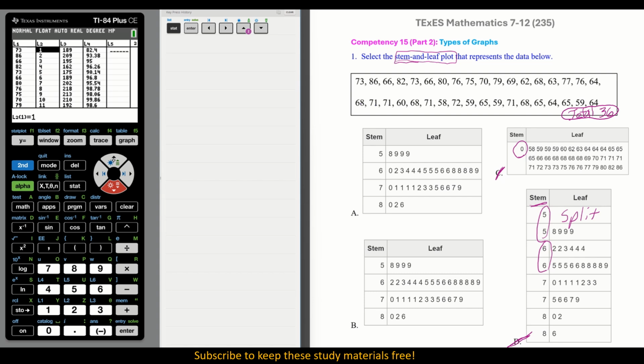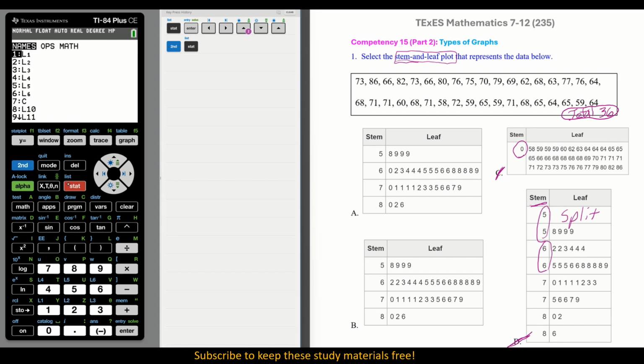All right, this is how I did it. Go up, highlight your L2. Okay. All right. And then leave it there. Now I'm going to put second stat and arrow over to your ops, your operations. And I want number 5. That means enter in a sequence of numbers. And let me push 5 and I'll show you.